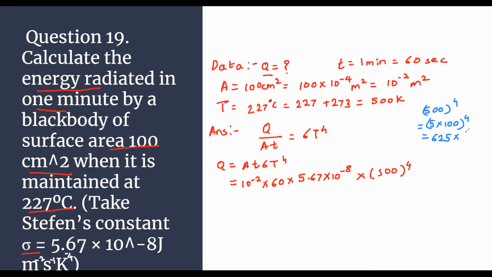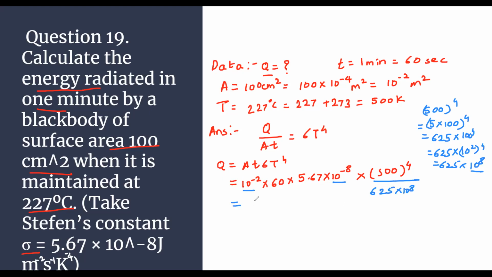This is 100 raised to 4, right? So 100 raised to 4, I can write as 10 raised to 2 raised to 4. So I can write 625 into 10 raised to 8. Now this 10 raised to minus 2 and this 10 raised to minus 8 is 10 raised to minus 10. So instead of this 500 raised to 4, we'll write 625 into 10 raised to 8.